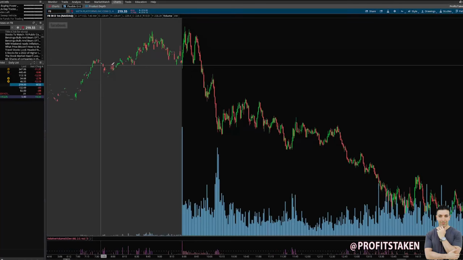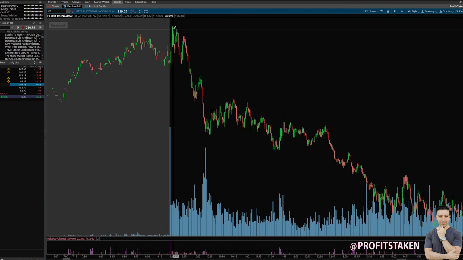I looked at the move up in the market. I felt like we would get a push up on the QQQ, which we did. We got a big push up, as everybody knows. I just felt it would take Facebook a little bit higher. And so my entry point was right around here.